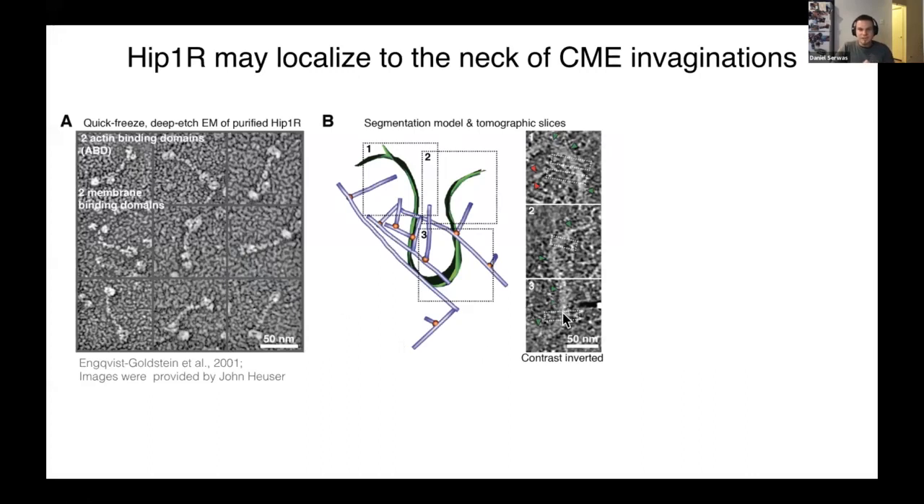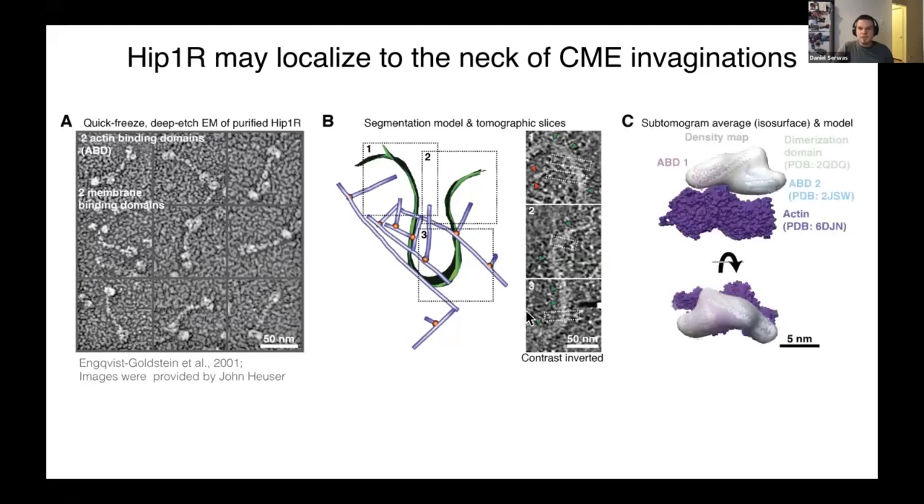To further test whether this indeed could be HIP1R, we applied subtomogram averaging to this putative actin binding domain, the cytoplasmic actin binding domain. By doing this, we could get a low resolution density map, but this low resolution density map was sufficient to place 2 actin binding domains and the dimerization domain of a homologous protein, which is called talin. So this further supports the idea that this could indeed be HIP1R.